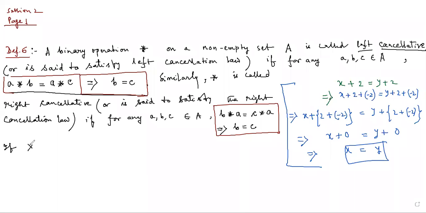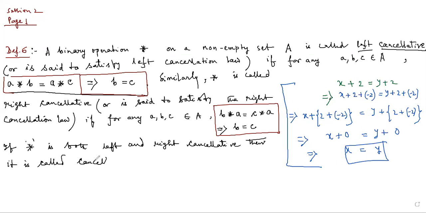Now, if a binary operation star is both left and right cancellative, then it is called cancellative, or is said to satisfy the cancellation law, in general. Okay. Now, I hope that you have understood what we mean by left cancellative and right cancellative.